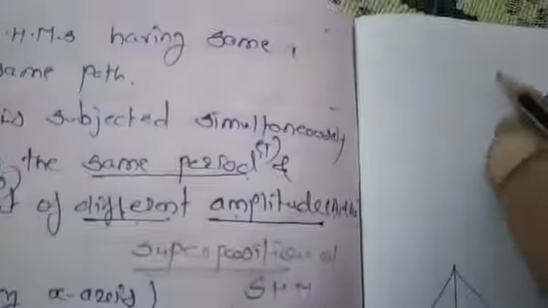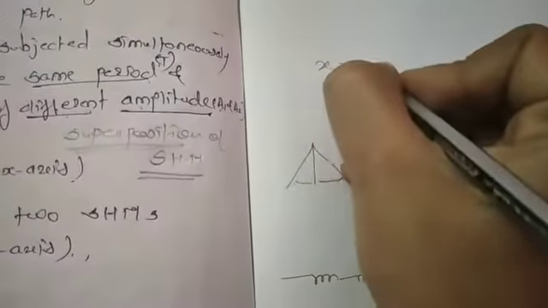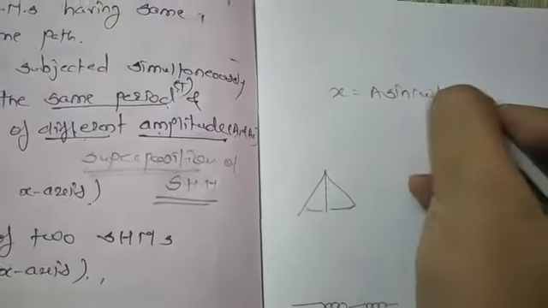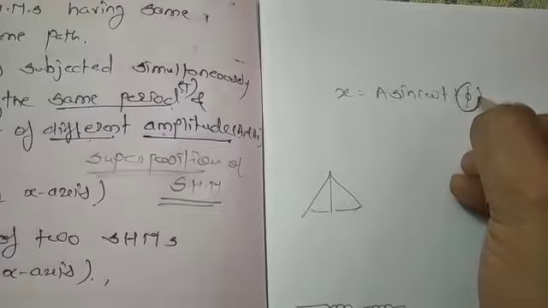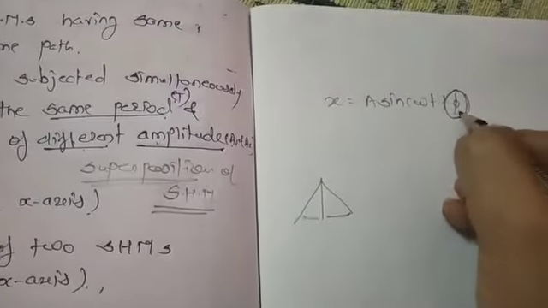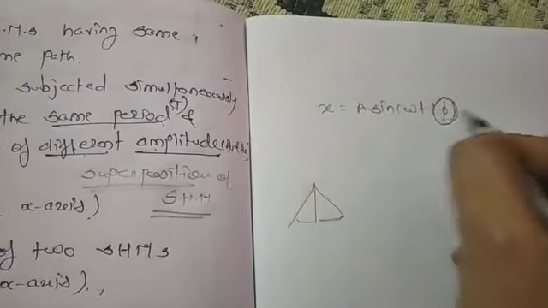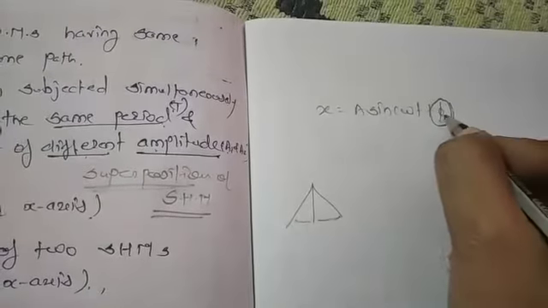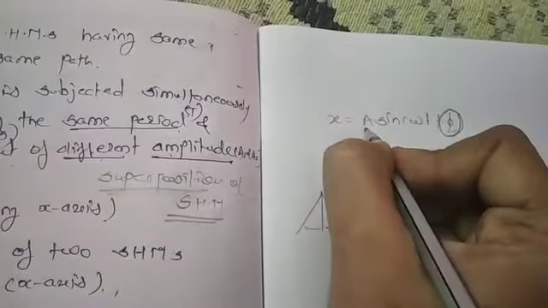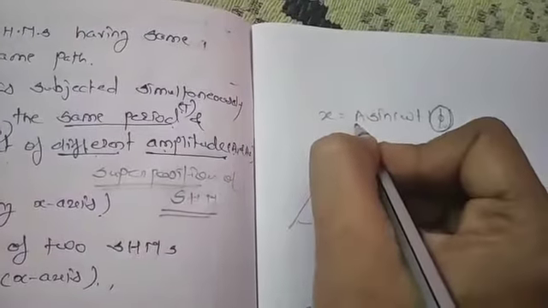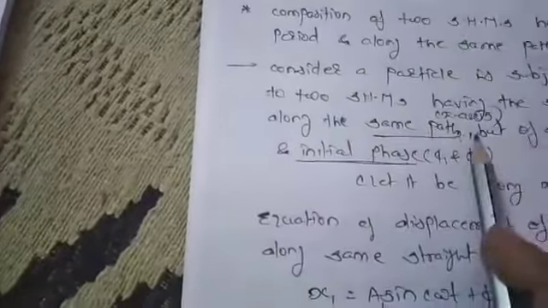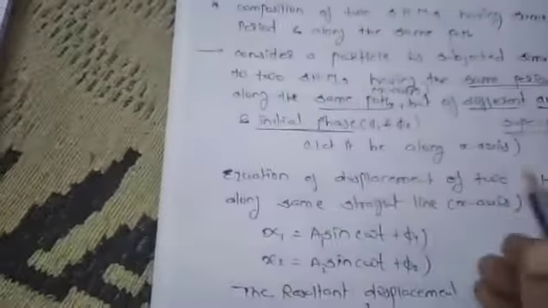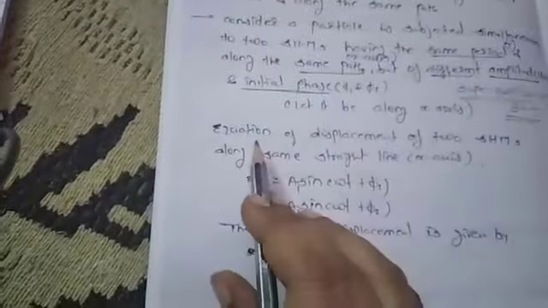We have the equation of SHM as x is equal to a sine of omega t plus phi. This phi is the initial phase. So we'll take phi1 for the first SHM and phi2 for the second SHM. Similarly the amplitude is different, so we'll take A1 for the first and A2 for the second SHM. So here same path but different amplitudes and different initial phases. Let it be along the x-axis.